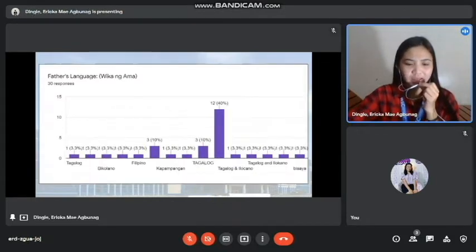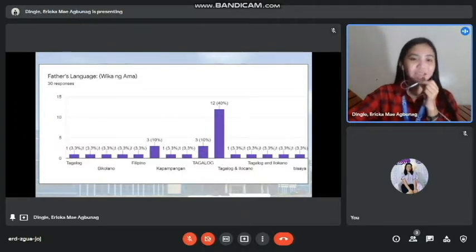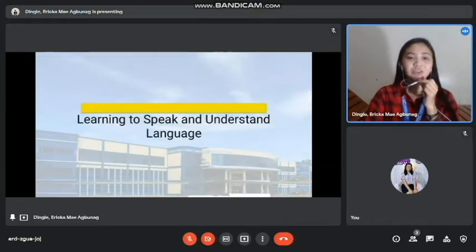20 respondents say Tagalog is their father's language. 1 says Ilocano, 2 say Tagalog and Ilocano, 3 say Bisaya, 1 says Tagalog and Bisaya, 1 says Bicolano, 1 says Agutaynen, and 1 says Kapampangan. Now let's proceed to learning to speak and understand the language.